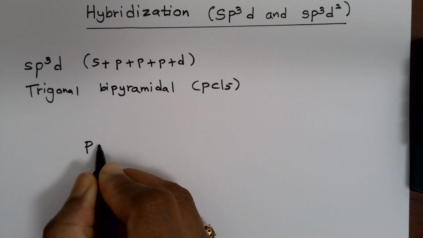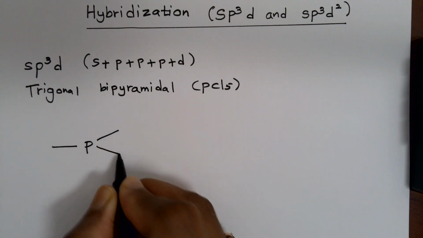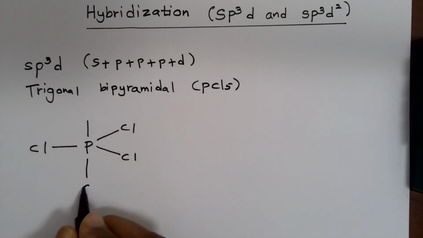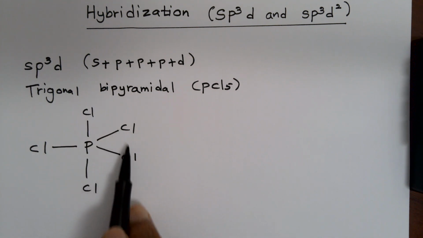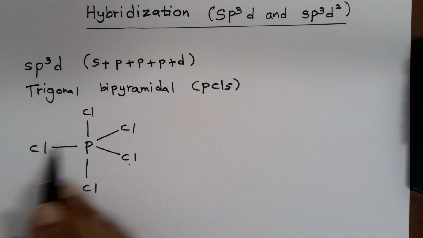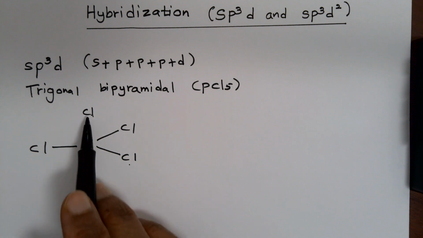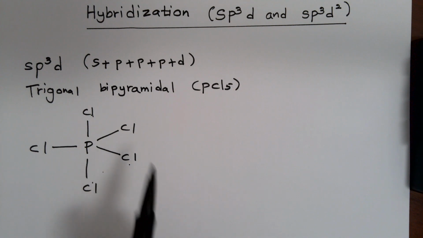So how can we draw PCl5? There are 3 P-Cl bonds on the plane and 2 Cl bonds in axial positions. The 3 chlorines on the plane, we call equatorial positions, and the 2 chlorines up and down we call axial positions. So this is what the PCl5 structure looks like. There are 5 bonds, so we need to make 5 hybridized orbitals.